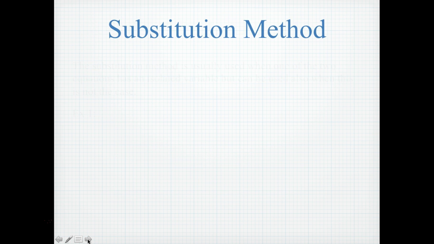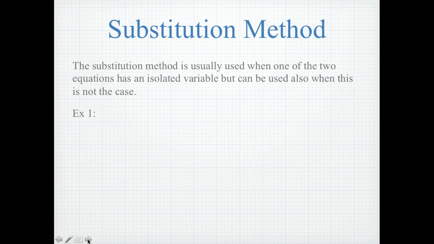First, we're going to start with the substitution method. The substitution method is most convenient when one of the two equations has an isolated variable, but can also be used when this is not the case. So in our example, we have y equals the quantity of x plus 1, and the second equation is 2x plus y equals 10. So notice in the first equation, the variable y is already isolated. This is a perfect example when substitution is a convenient method for solving the system.